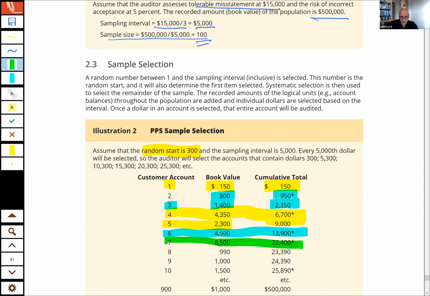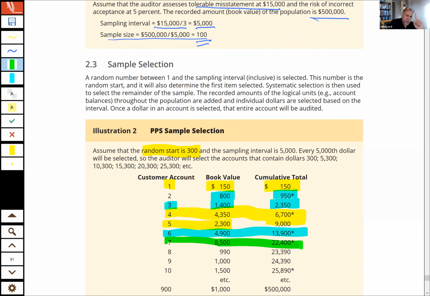Bigger than an interval. So I know he has to be selected because I'm looking for my $15,300. And if this one is 8.5, then he's gone over my interval. I know he's going to be selected. And not only does he contain my $15,300, he also contains what? My $20,300.